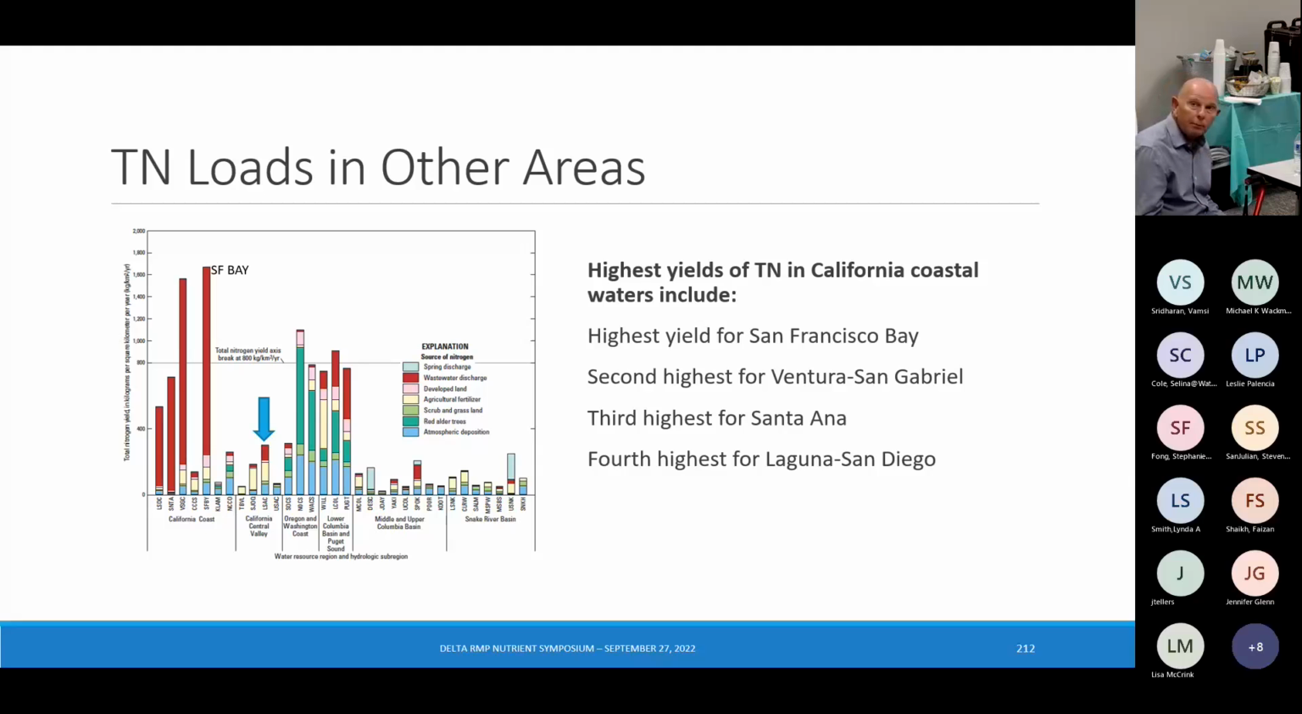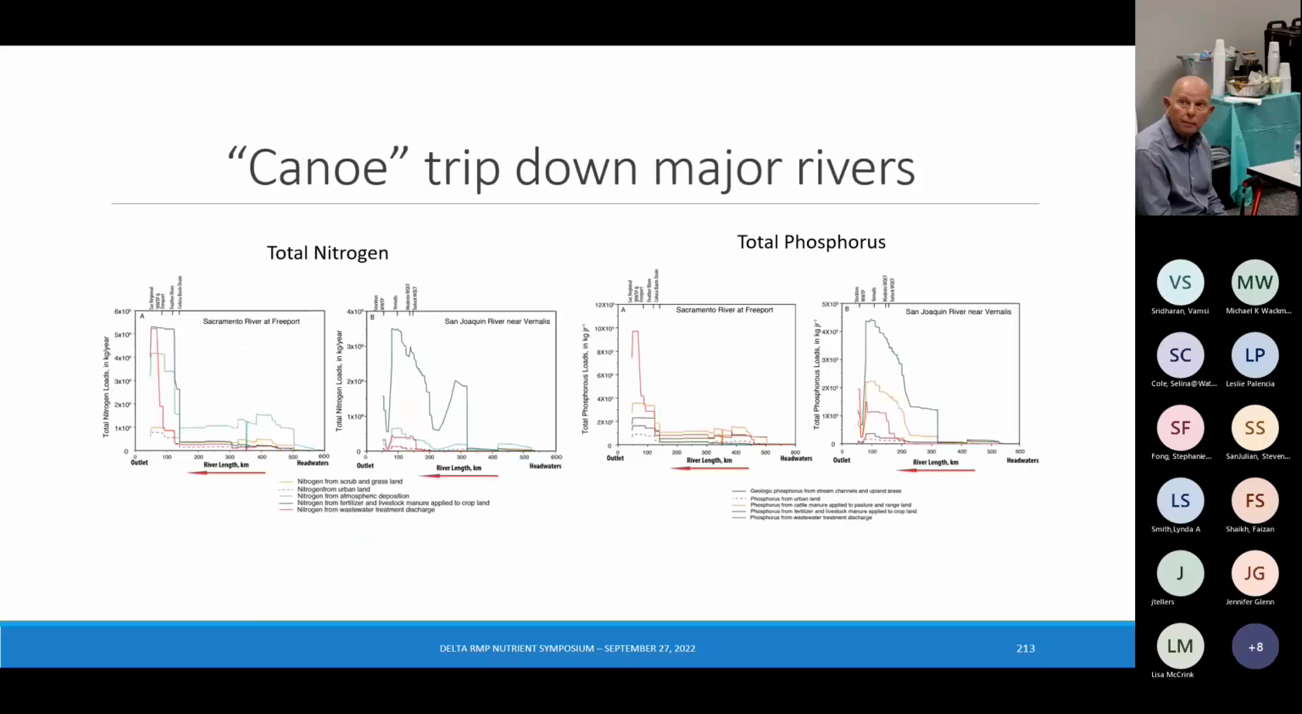And we can compare it to some other coastal locations. The highest yield modeled in the 2012 model was for the San Francisco Bay. Second highest, Ventura, San Gabriel. Third highest, Santa Ana. And the fourth highest, Laguna, San Diego. Those areas are very much dominated by wastewater discharge. All right, so next slide.